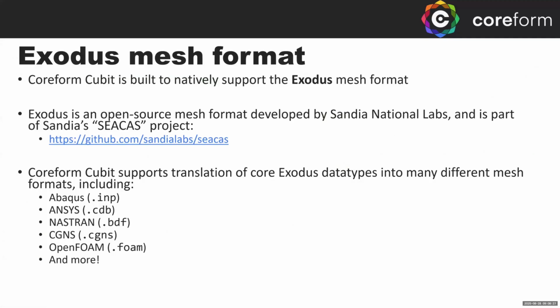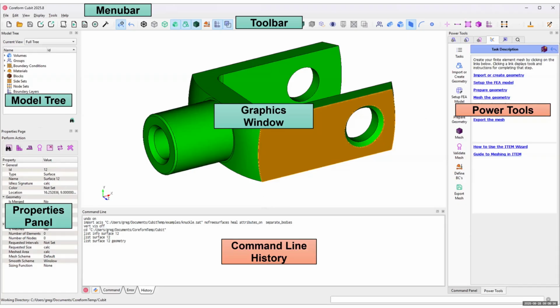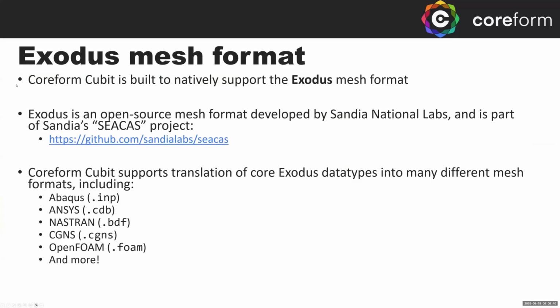What I want to mention first, though, what I think is critical to understand about Cubit, is that it was based around the Exodus mesh format. So we noticed that in our model tree, there's this idea of block, side set, node set. Those come from the Exodus mesh format.